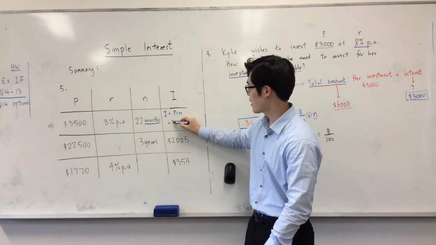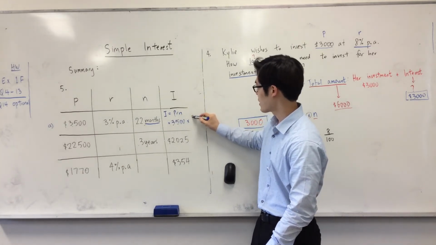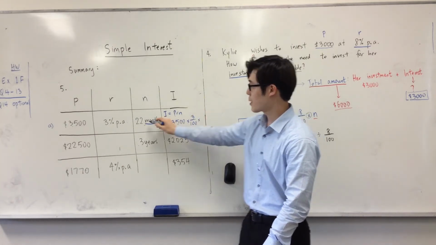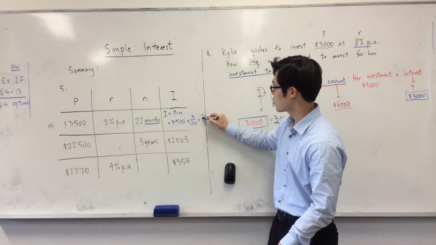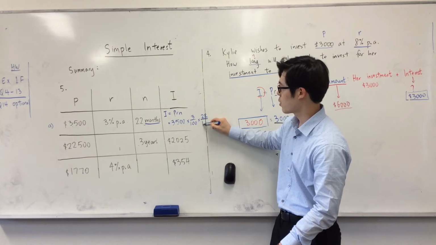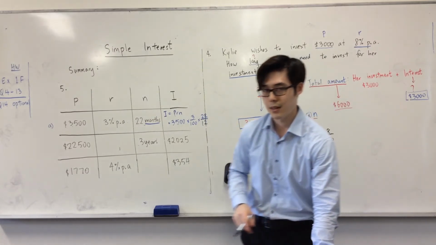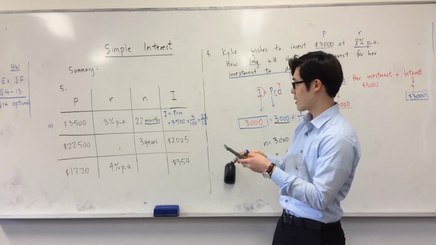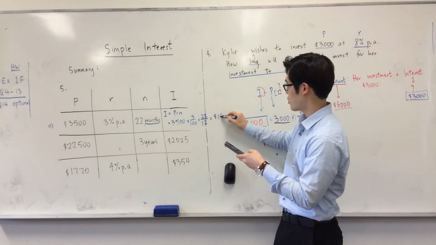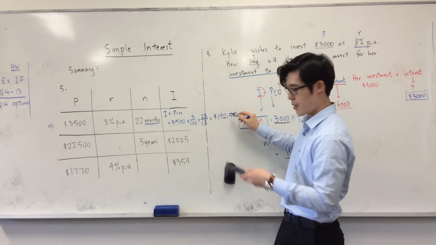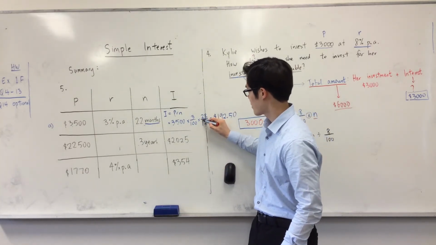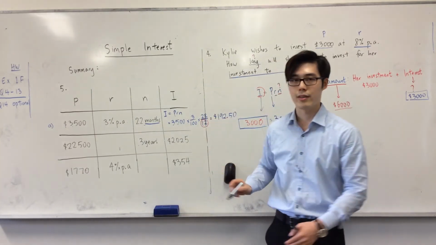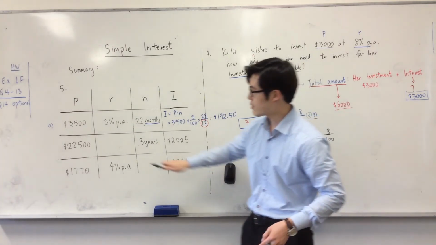My P is 3,500. Times by the rate is 3,500. Now, because the 22 is in months and not years, I need to do 22 over 12. Alright, so if I put that in the calculator, $192.50. Okay, so that's just one thing to keep in mind if time period is given in months and not years. Alright, let's have a look at this question.